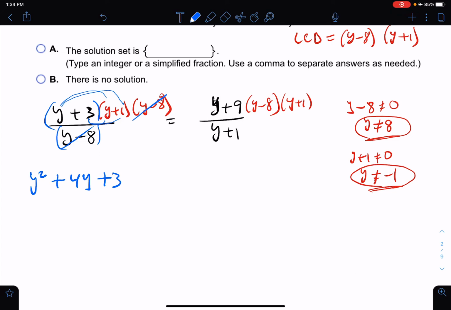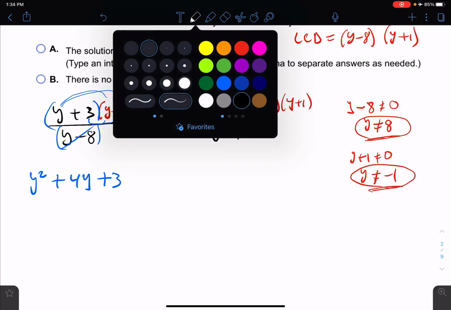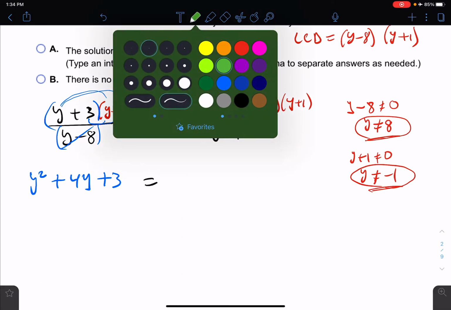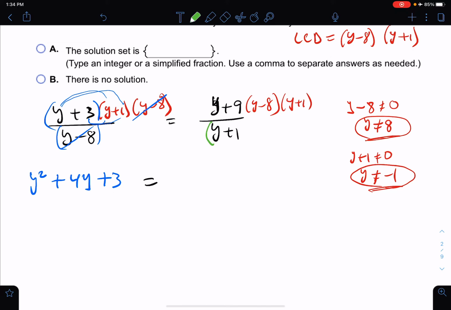Moving right along to the right-hand side of the equation, I'm going to reduce common factors. How about y plus 1 and y plus 1 reduce, which then gives us y times y is y squared. Now we've got negative 8y, positive 9y, which gives us positive 1y. And 9 times negative 8, well, that's going to give us negative 72.